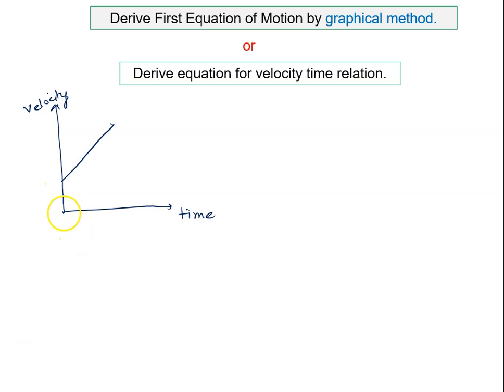At t equal to 0, the velocity is u, that is the initial velocity. After some time t, velocity becomes v, that is the final velocity. When you observe the straight line graph between velocity and time, I hope it is visible to all of you, the acceleration is constant. यानी ये तो आपको क्लियर हो गया कि acceleration throughout journey constant है.